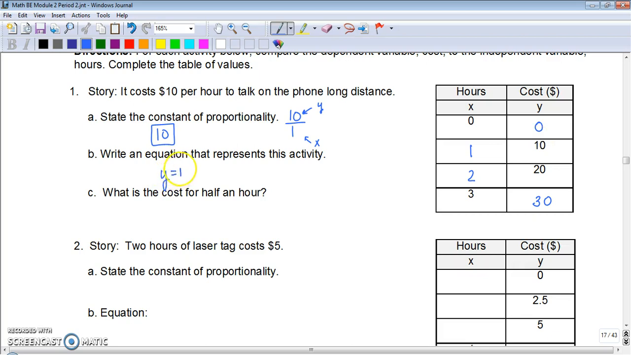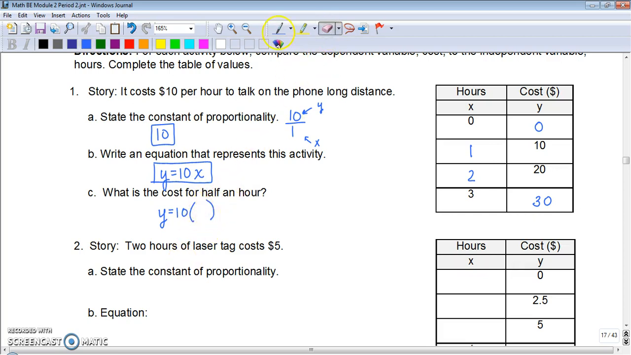And in the last few lessons, I've also noticed that my COP, or my unit rate, shows up as the number in front of X in my equation. So my equation is Y equals 10X. And then C says, what is the cost for half an hour? So I could either look at my table and try to figure out what would be the cost between 0 and 1 hour, or another way is I could plug into my equation half an hour, which is 0.5.